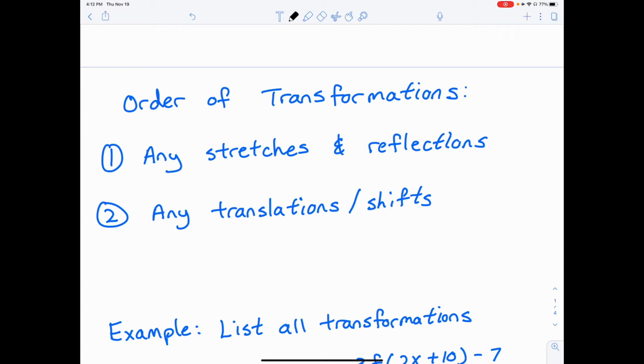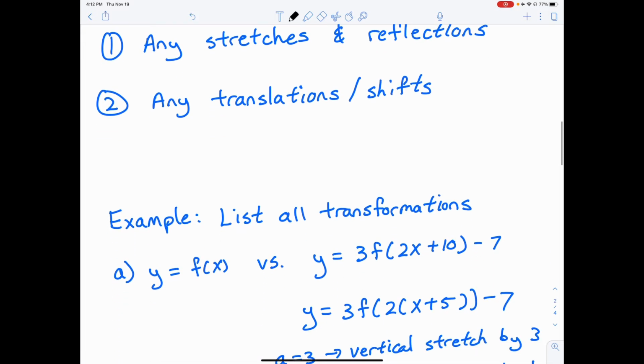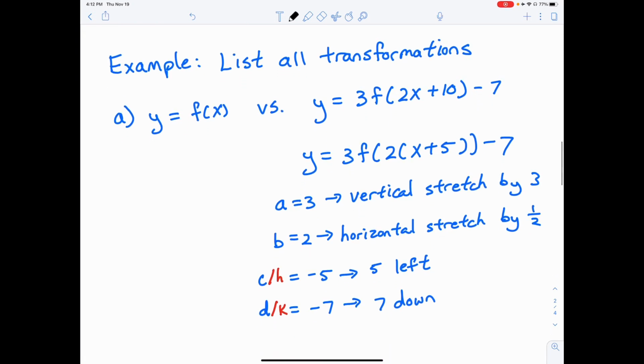All right. Now we're going to take a look at a common example that is given to students, and this question tends to cause a lot of errors. So let's take a look at why. So it says, for example, we're going to list all the transformations where the original graph was supposed to be y is equal to f of x versus this transformed version. Now, the first step that you have to do is make sure that your b value gets factored out from the connection to x. So for this one here, if you look inside the brackets, we have 2x plus 10. You do need to make sure to factor out the 2 first.